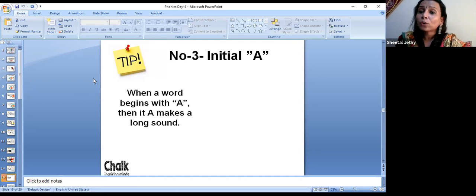With a lot of rules, always remember there will be exceptions. At that point, we usually tell the child that there are exceptions to this rule. But 60% or 70% of the words usually follow the rule, and hence we make a rule out of it.